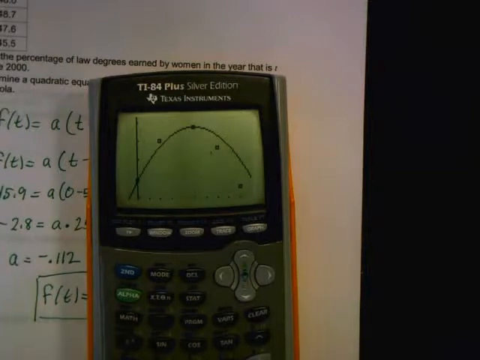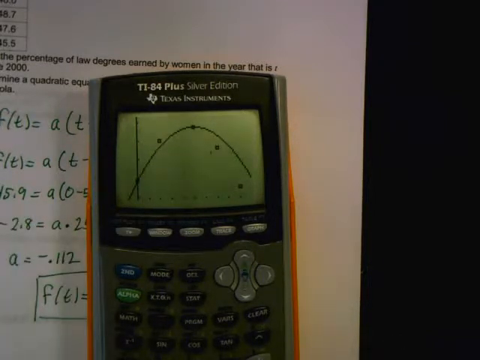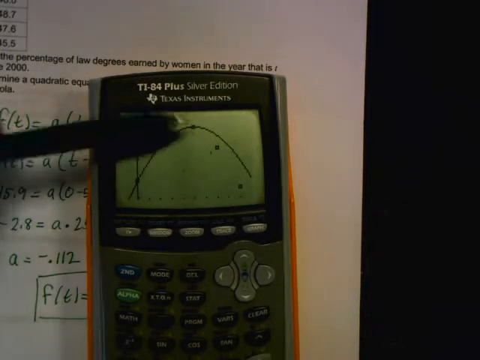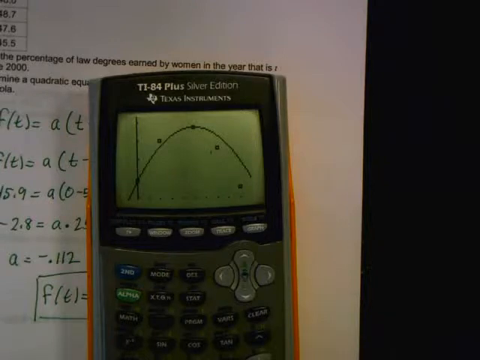I would agree it's not great. It's okay at best. But that's not surprising. I mean, we were given 5 points and we only used 2 of them. So it's going to be guaranteed to hit the 2 we used, but not guaranteed to be great on the others. So using the vertex method, probably not the best method to use for finding the equation.